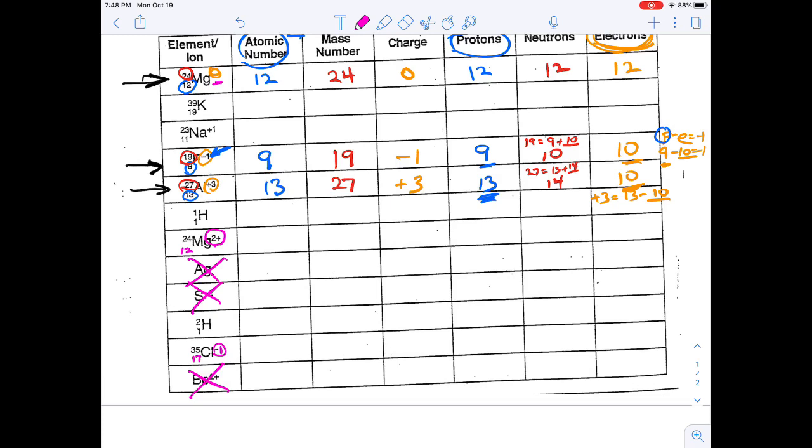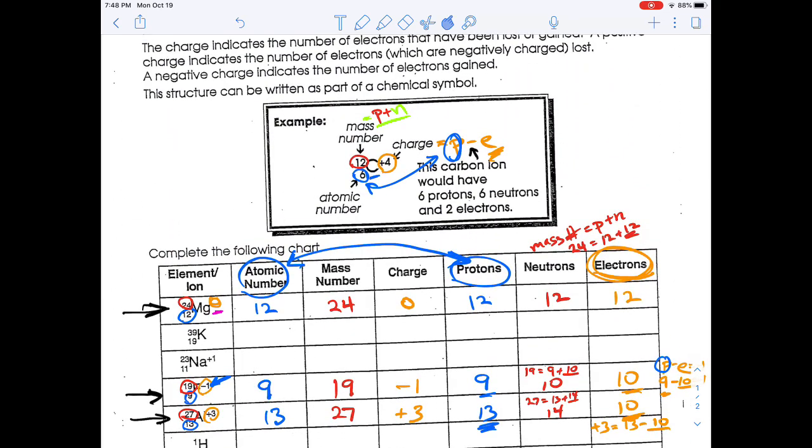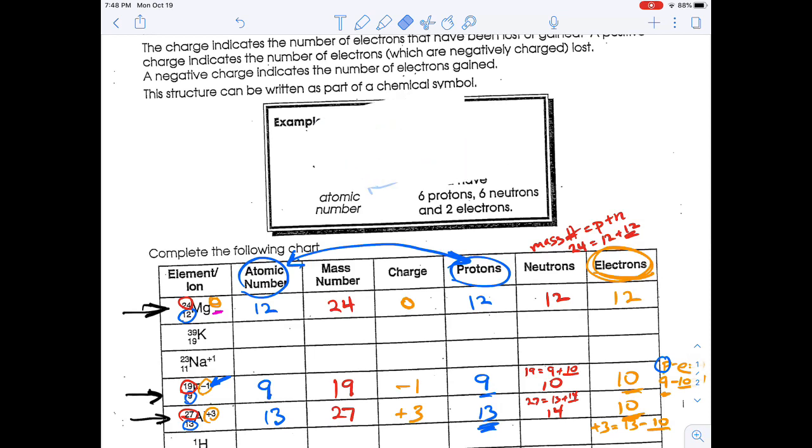So you're going to finish up this sheet and be able to use and interpret what we call chemical symbols. That is one of the most important ways and shorthands of representing atoms, ions, and isotopes. Okay?